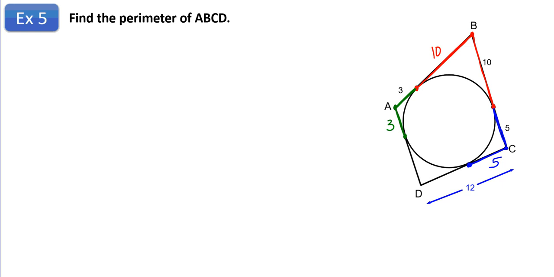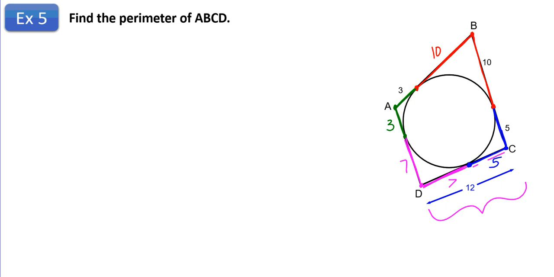And we're really close to finding all the lengths. We just have this length down here from D to the circle to figure out. Well, we know the whole length is 12, and we know this portion is 5, so this part must be length 7, which means this one is 7.